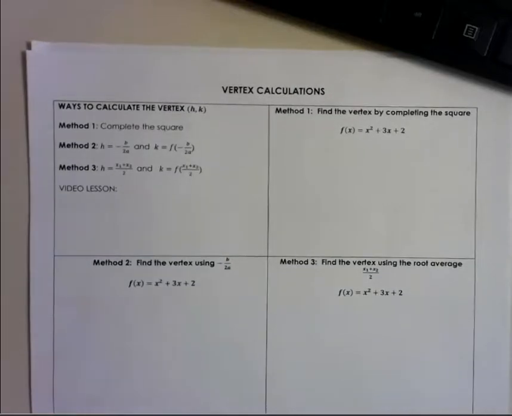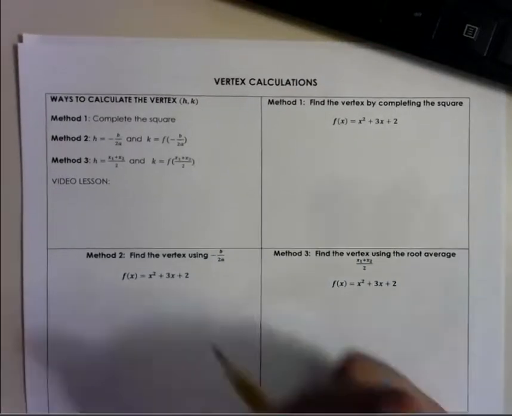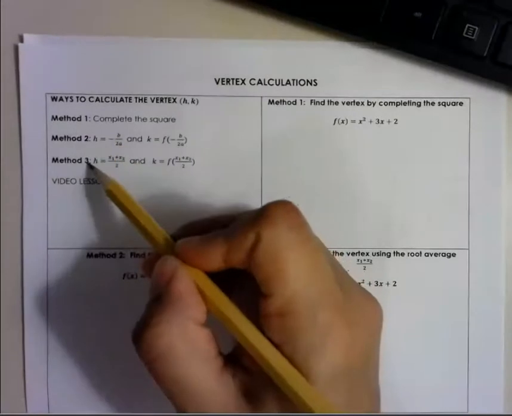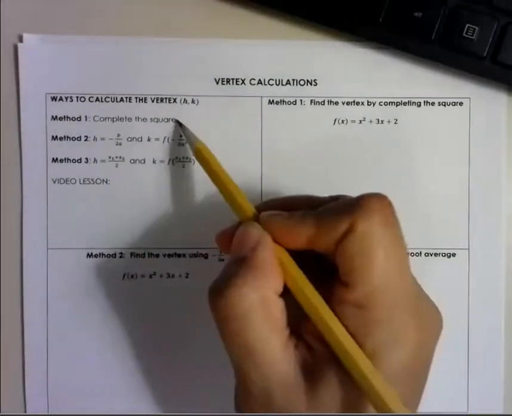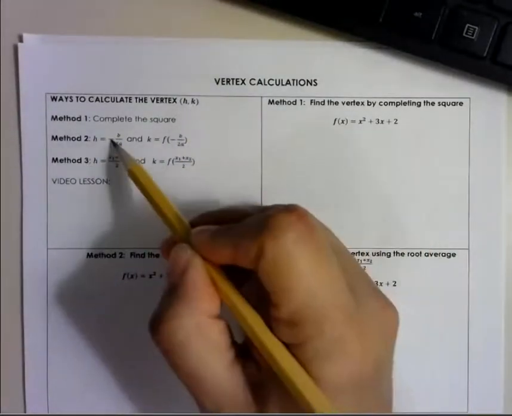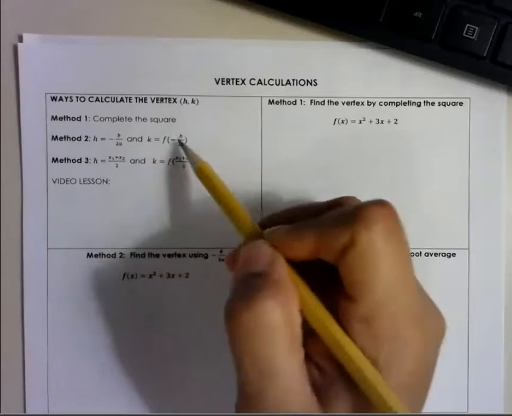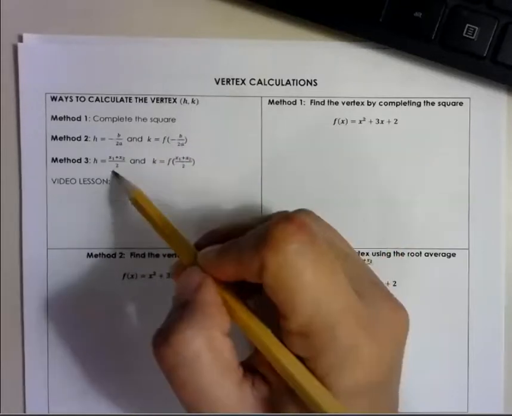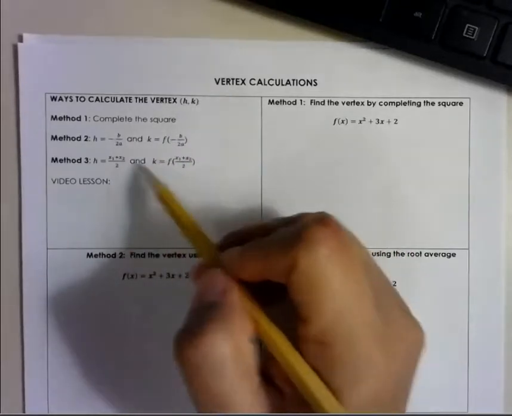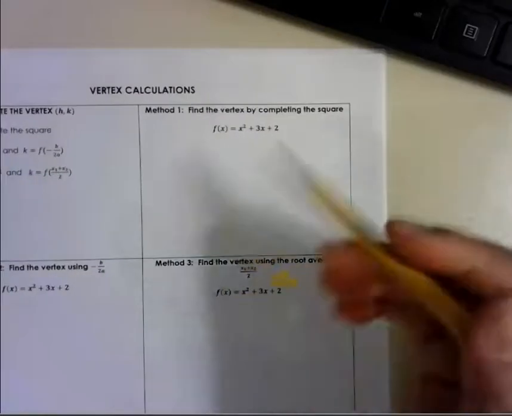In this video, you're going to learn how to do your vertex calculations, and you're going to learn about method 1, method 2, and method 3. You're going to complete the square to get your vertex, use negative b over 2a, and then plug it into the function to get your h and your k. And if you have the roots, how to do the average of them. Alright, on to method 1.